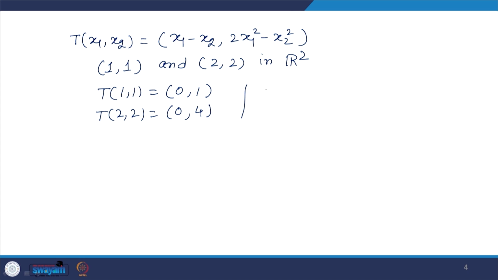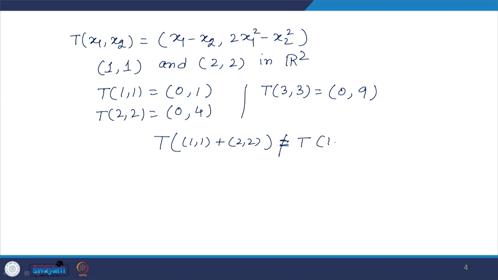while T of 3 3, that is the sum of 1 1 and 2 2, goes to 0 9. So, simply T of 1 1 plus 2 2, which is 0 9, is not equal to T of 1 1 plus T of 2 2.